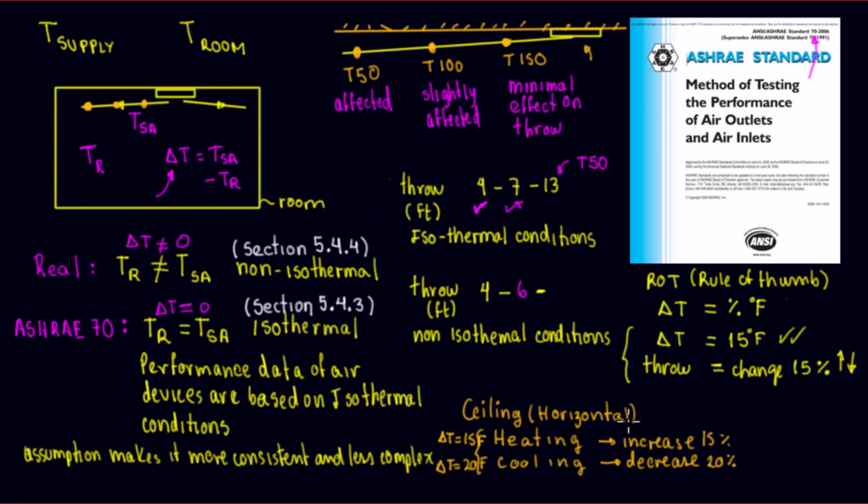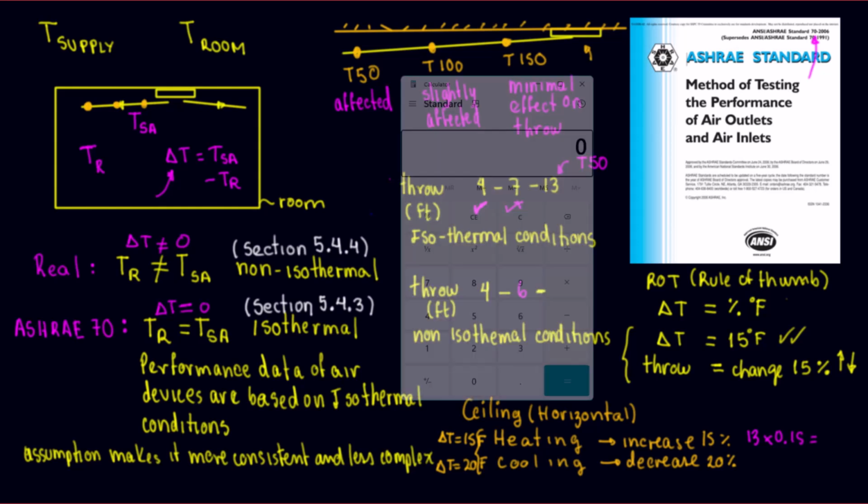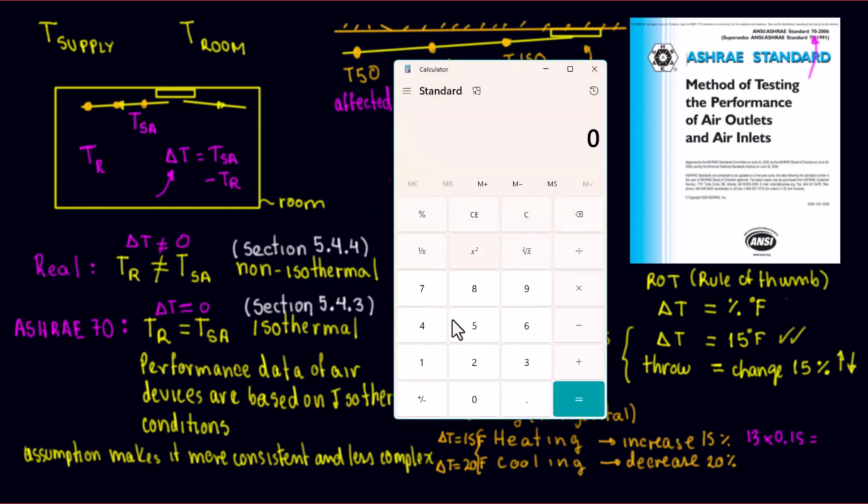Okay, so what do I mean by this? What is an increase of 15%? We're going to make the calculation in here for the throw. We're talking about the throw, right? So the throw right now is 13. So that's going to be an increase. 13 times 15%, 0.15. What is that? So that's going to be an increase of 15%. I'm going to bring my calculator. And then in my calculator, 13 times 0.15. So that's going to be 1.5.